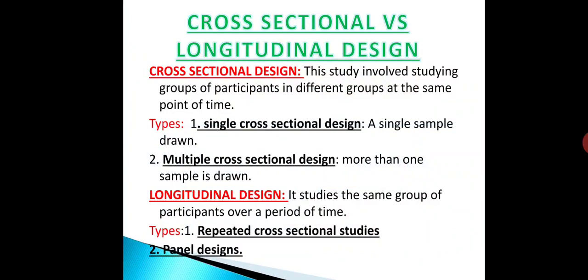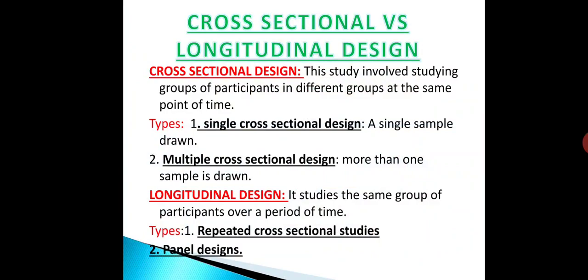So both have their further parts also. Cross-sectional design has two types. First is single cross-sectional design. In this, a single sample is drawn. So where data is collected from a single sample drawn from the target population, it is single cross-sectional design. And on the other hand, when more than one sample is drawn from the target population and data is collected from them simultaneously, then it is referred to as multiple cross-sectional design.